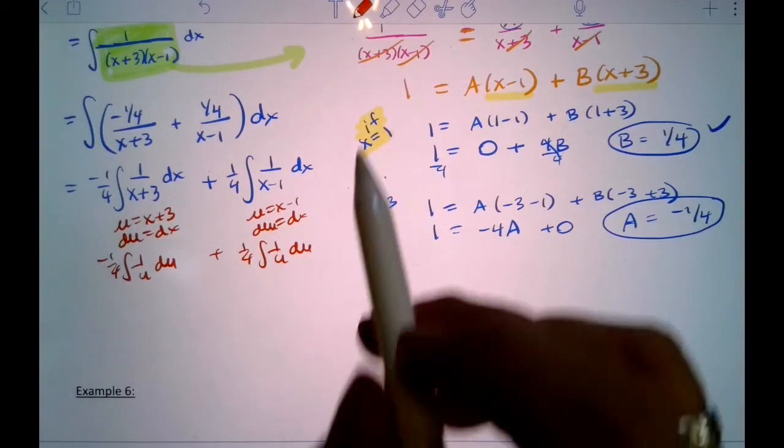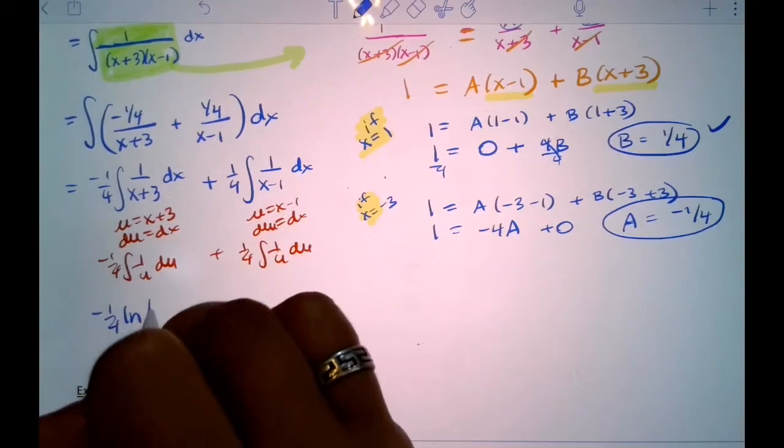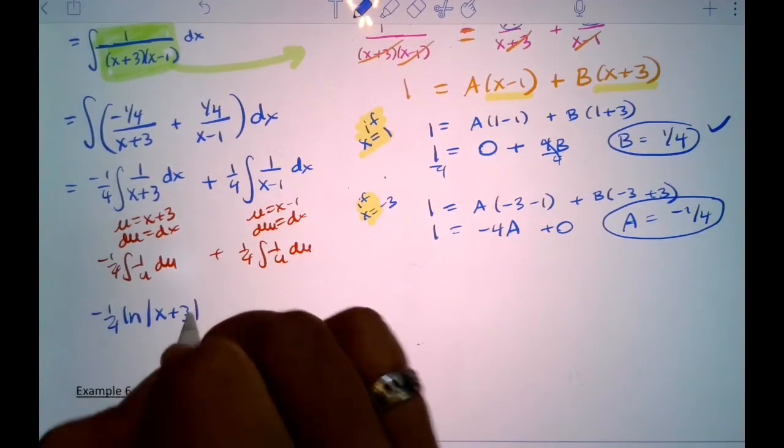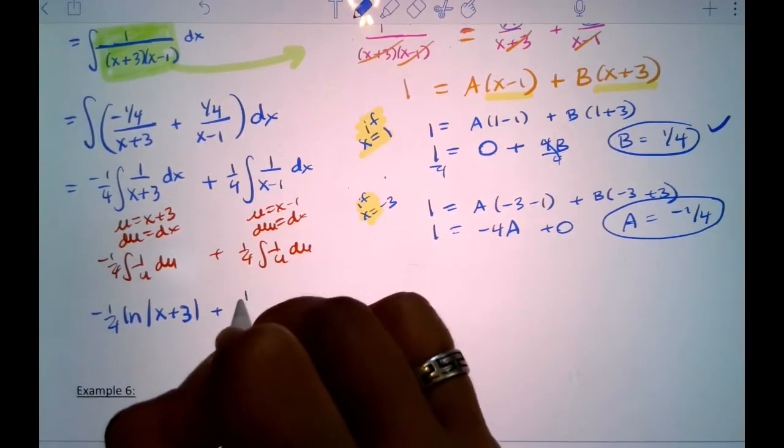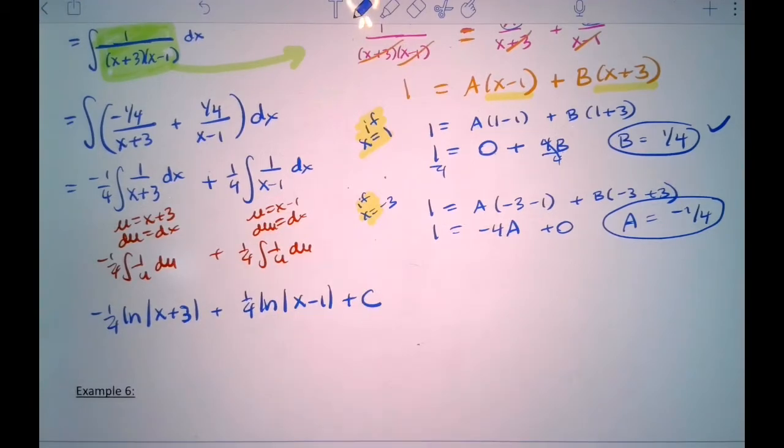So what's my antiderivative here? My antiderivative is negative 1/4 natural log absolute value of x plus 3, and then plus 1/4 natural log absolute value of x minus 1. I think this answer looks lovely.